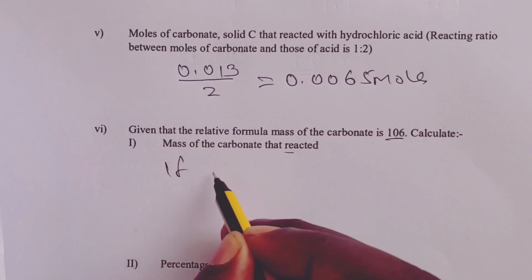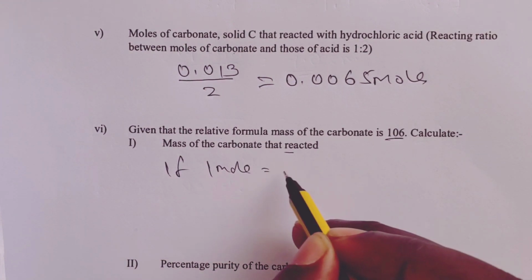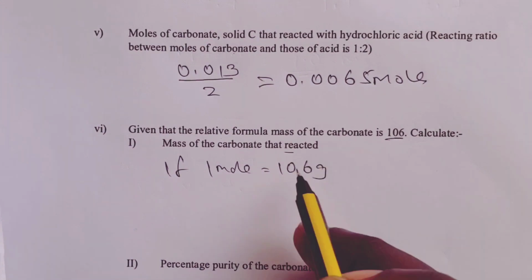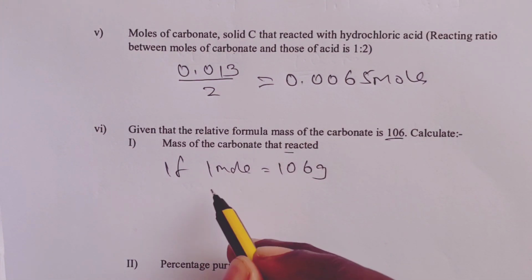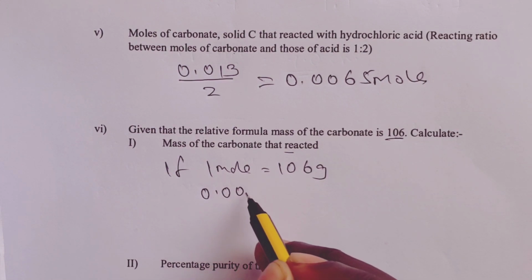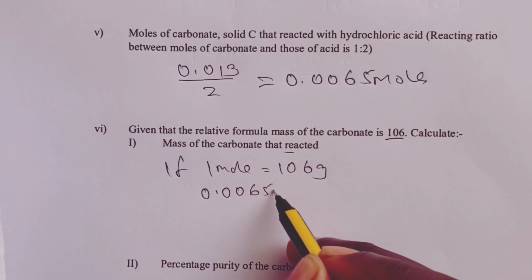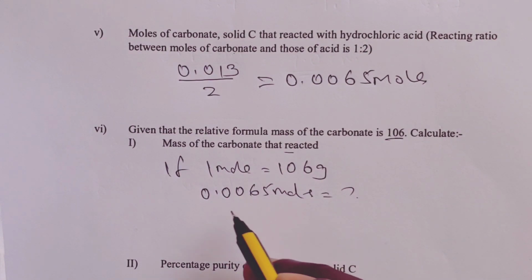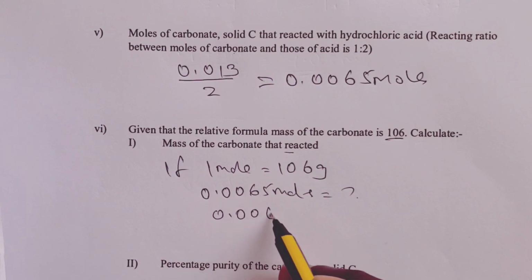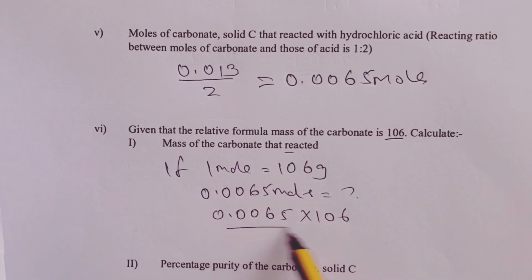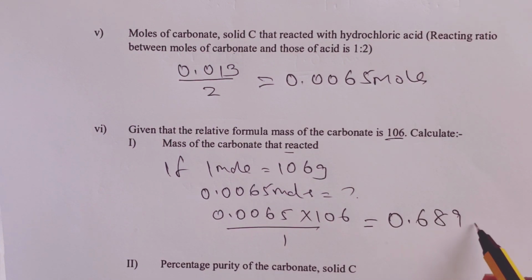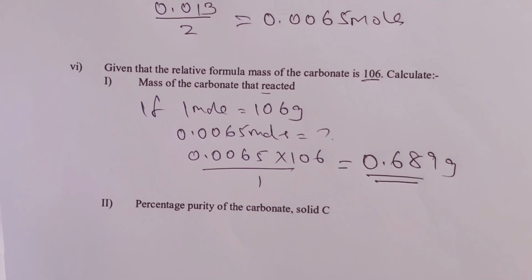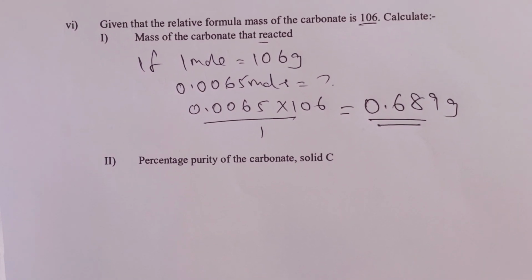So here, 1 mole of the carbonate is 106 grams. That is the interpretation of relative formula mass. So we would then ask, if 1 mole is 106 grams, what about 0.0065 moles that took part in the reaction? This would be 0.0065 times 106 divided by 1, and we get 0.689 grams.